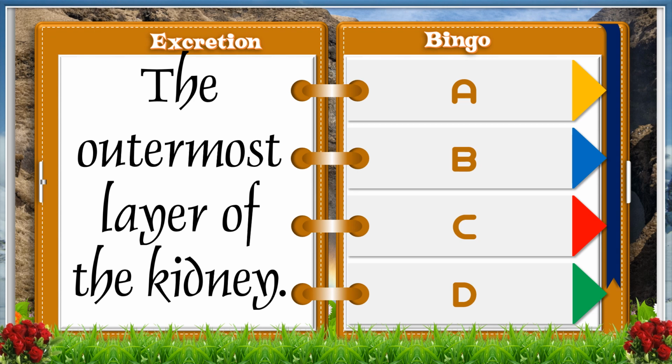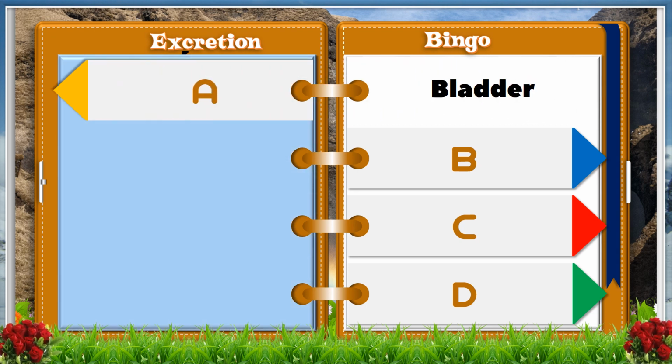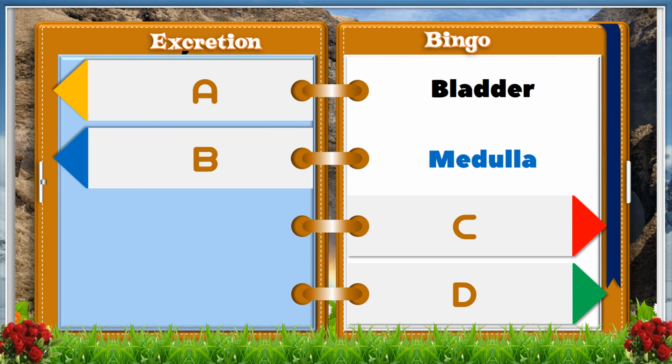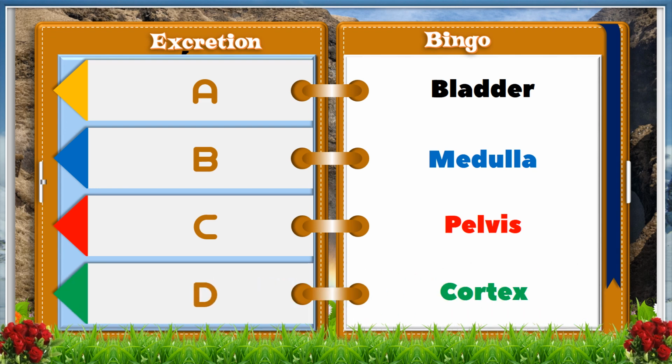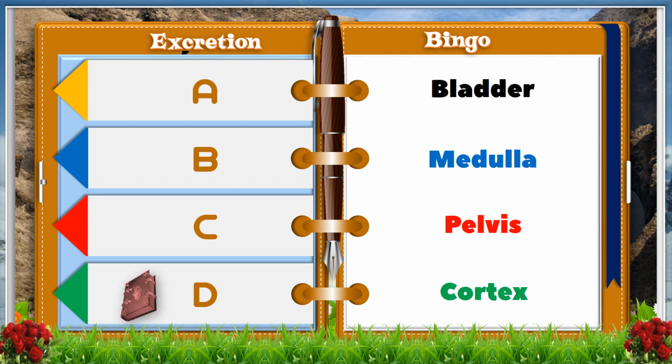The outermost layer of the kidney. A. Bladder. B. Medulla. C. Pelvis. D. Cortex. And the answer is D. Cortex.